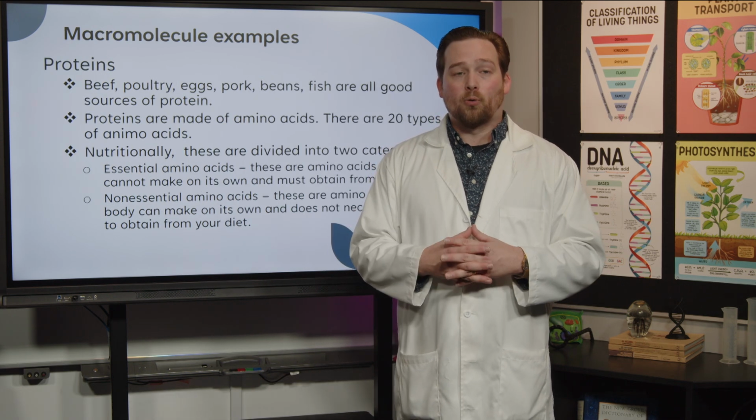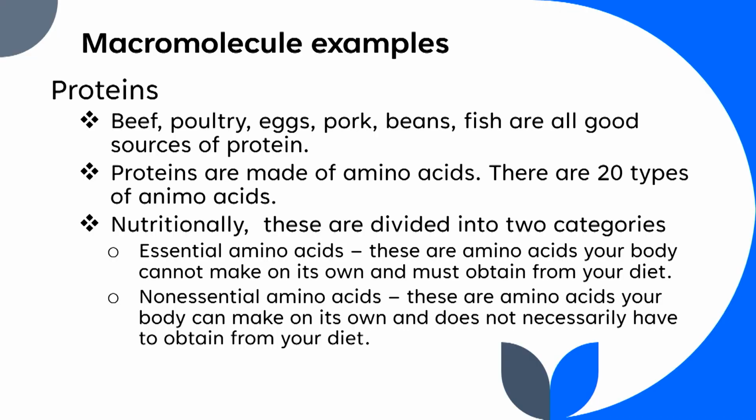Next up, let's talk about proteins. What are some examples of proteins? Well, beef, poultry, eggs, pork, beans, and fish are all good sources of protein. Proteins are made up of amino acids. There are 20 types of amino acids. Those 20 amino acids can come together in an innumerable number of ways, and there are thousands, if not millions, of different types of proteins, but they're all made up of the same 20 amino acids.